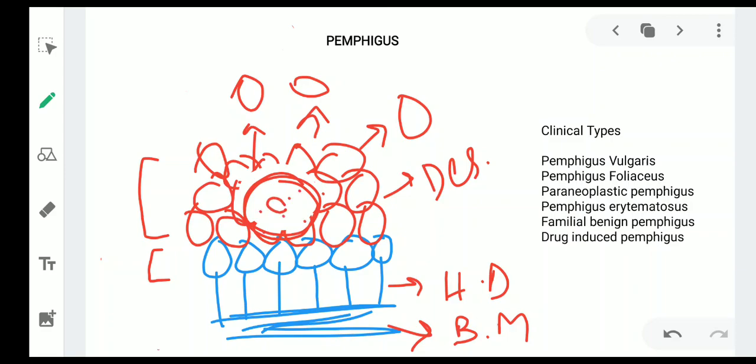Now what happens in pemphigoid is that the hemidesmosomes are attacked and there is vesicle formation below the basement membrane. So there is vesicle formation below the basal cell layer here. A subepithelial vesicle is formed in pemphigoid, as you can see, and an intraepithelial vesicle is formed in pemphigus, as seen here.